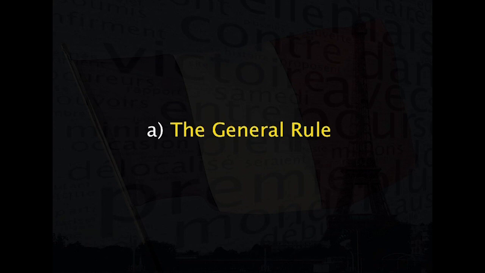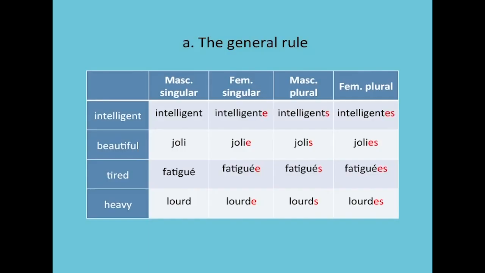A. The general rule. Let's begin with the most common type of qualifying adjective endings. This pattern of adjective formation is what we discussed in the previous section. The table displays 4 qualifying adjectives. I will first read out the adjectives to demonstrate their pronunciation. Then I will make a few sentences to illustrate the agreement between noun and adjective.